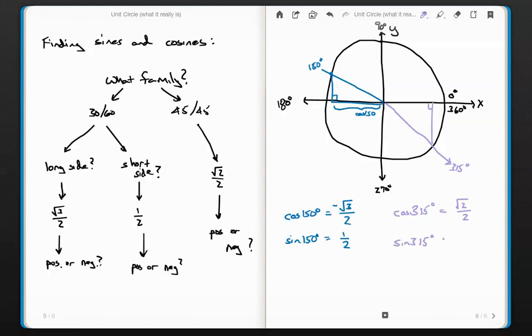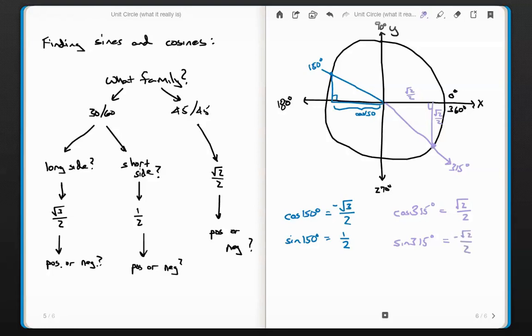of 315 degrees? Okay, well, the sine is the y value, so I'm going this side, right? Both sides are the same. They're both root 2 by 2. Right, that's what I like about these triangles. Root 2 by 2. Except this time the sine, the y value is negative, because I'm going down here to this point. So I know it's negative.